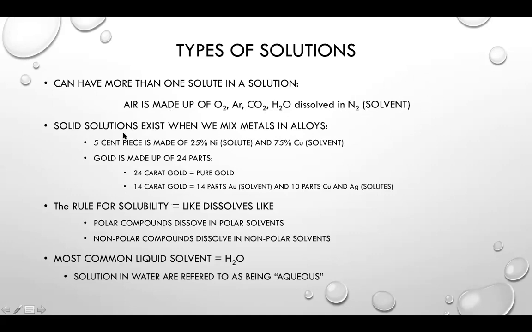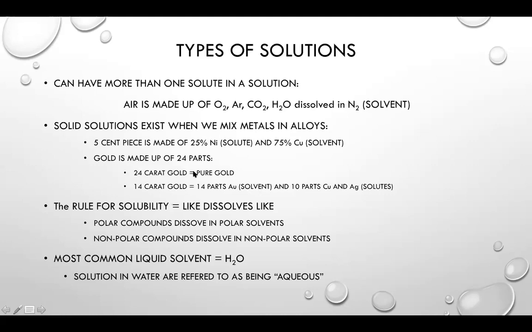Solid solutions exist when we mix metals into alloys. If we think about a nickel, that is a solution, but it is a solid. A 5-cent piece is made up of 25% nickel and 75% copper. Because only 25% of it is nickel, that's going to be our solute, because it's less than the 75% of copper, which is our solvent.